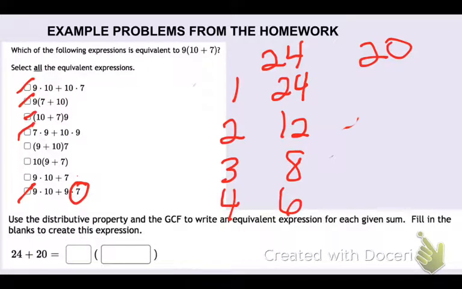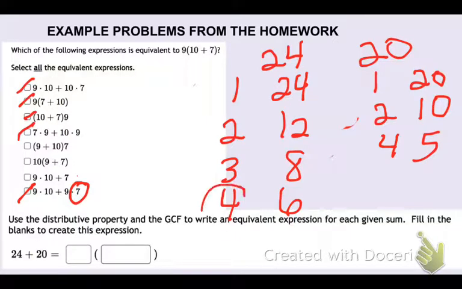All right, let's move on to 20. 1 multiplied by 20, 2 multiplied by 10, and 4 multiplied by 5. So the greatest common factor that they both share is 4. So I know that 4 is going to go on the outside. Well, 4 times what gives me this 24? I know that 4 multiplied by 6 gives me the 24.